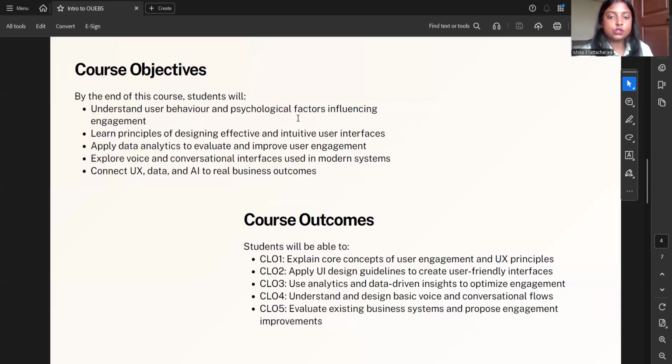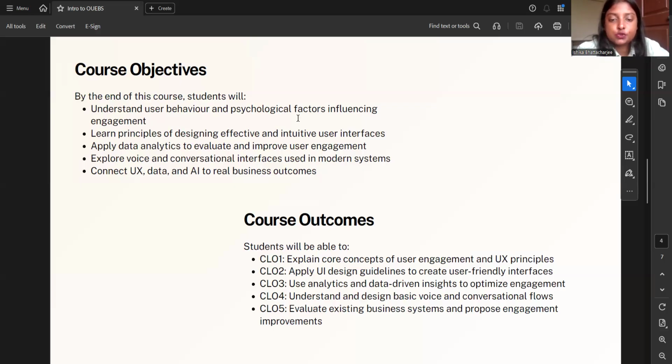So after this course, students are able to explain core concepts of user engagement and UX principles, UI principles also. Apply UI design guidelines to create user-friendly interfaces. So you are going to learn the basics of UI UX. We are going to learn about Figma, that is a UI tool, which helps you to design very good digital products.